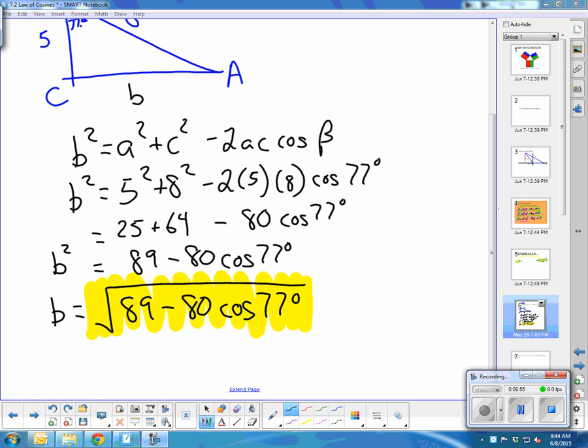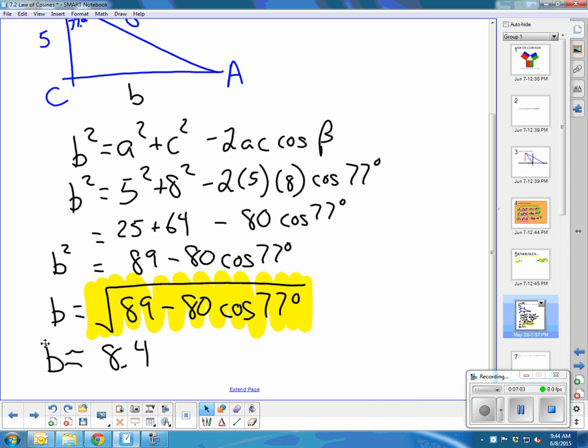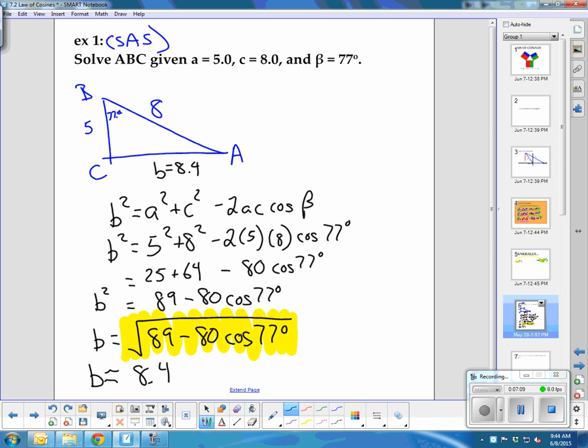If you're back and you've done that, you should get that B is approximately 8.4 for a side length there. So that's our side length B. I'll write that up on our diagram, 8.4. We'll go full screen here.